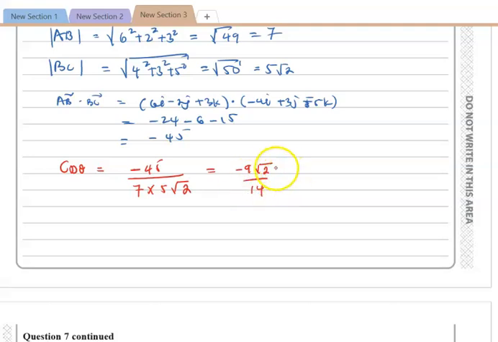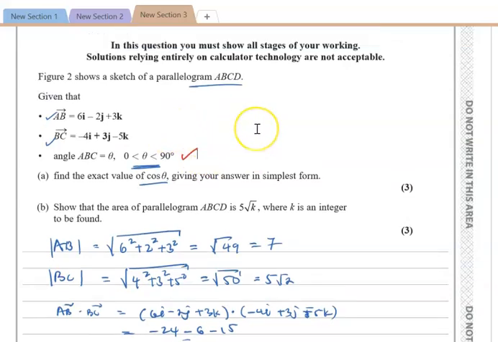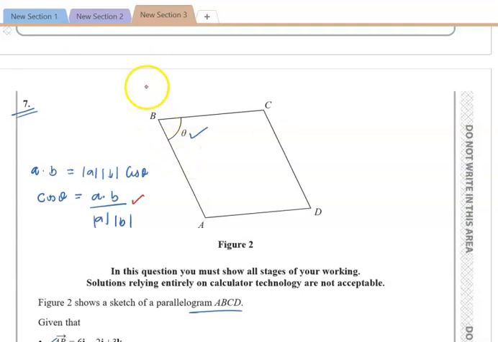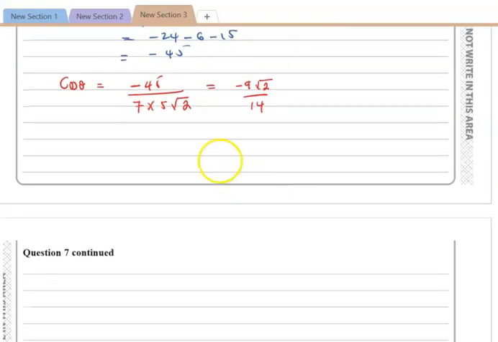But there's one thing you should remember: the angle they're talking about over here is an acute angle, that's the angle between 0 and 90. The cos is always positive. That means the dot product has given us the obtuse angle, which is the angle over this side. For the acute angle, they're going to have the same cos, but positive. That means cos of theta is equal to 9 root 2 over 14. That's your answer for part A.